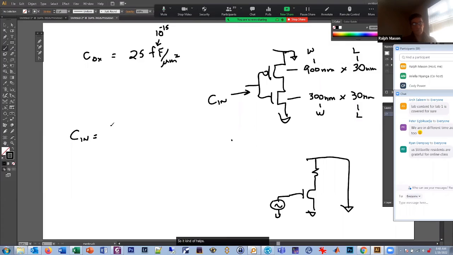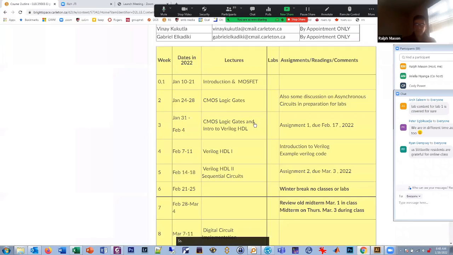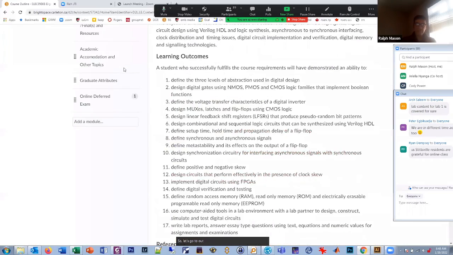Okay, so that's the question. What's this input capacitance going to be given the size of these transistors and this capacitance per unit area? So we'll understand what a typical value is. So let's go to our course web page here for a sec.